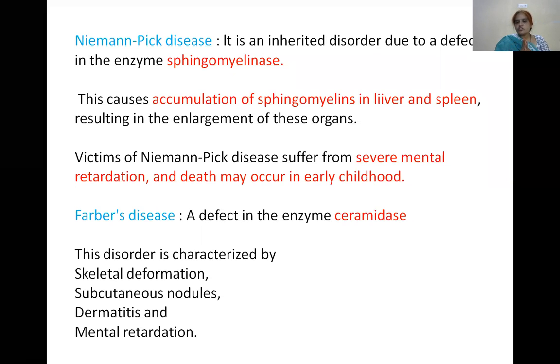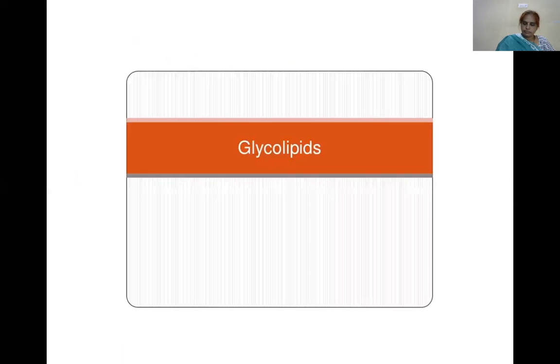This is mainly due to the deficiency of the enzyme ceramidase. So Niemann-Pick disease is due to the deficiency of sphingomyelinase, and sphingomyelins are accumulated in the liver and spleen, leading to their enlargement. In Fabry disease, due to the deficiency of ceramidase, the disorder is characterized by skeletal deformation, subcutaneous nodules, dermatitis, and mental retardation.